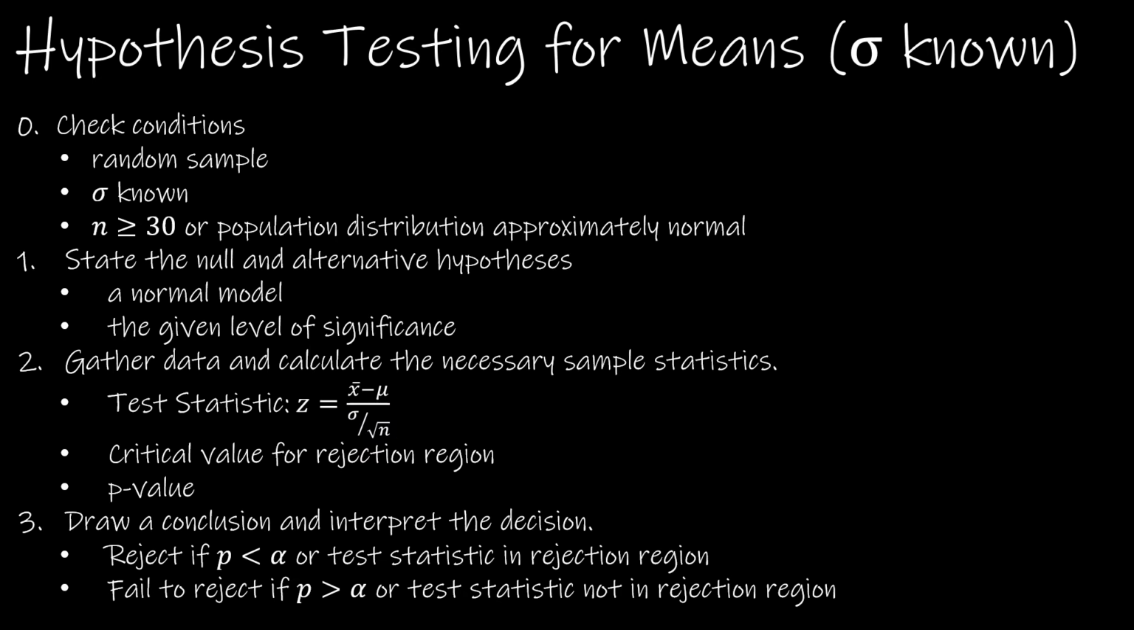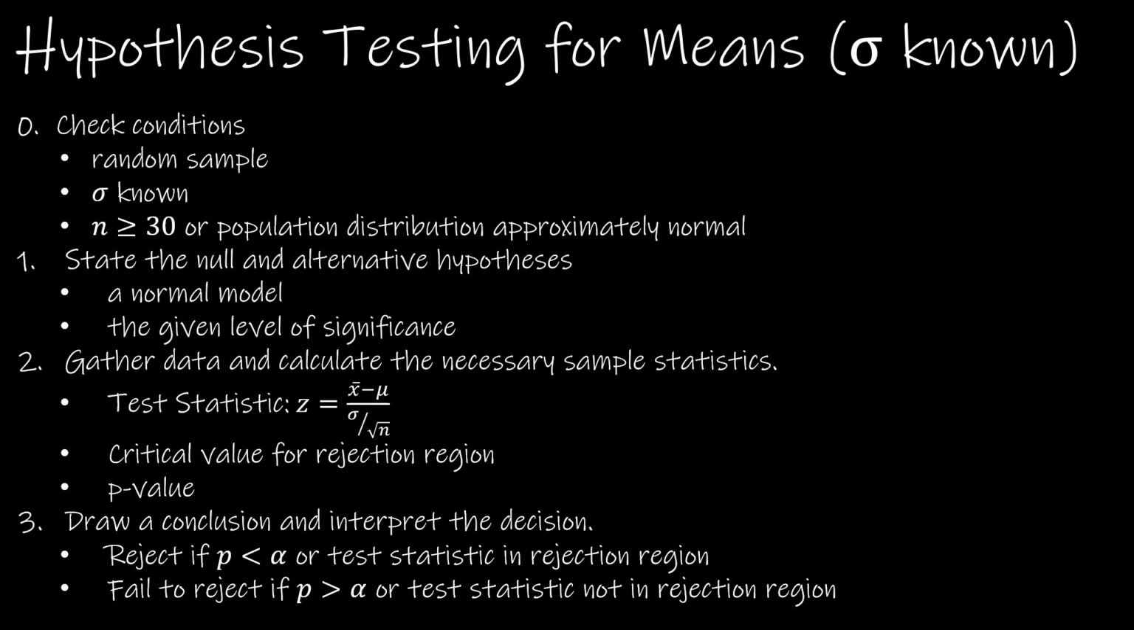So what we're going to do is we're actually going to find both of these values, both the critical value and the p-value. And typically we're going to make our decision based on the p-value, but we're just going to find both of them because it's good practice. And bonus, the critical value that we find is the same critical value we're going to use for an interval, which we'll talk about more in a little bit. And then we draw our conclusion. We reject if p is less than alpha or the test statistic is in the rejection region, or fail to reject if p is greater than alpha or the test statistic is not in the rejection region.